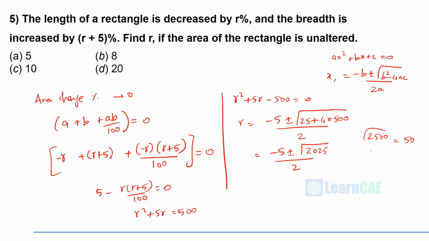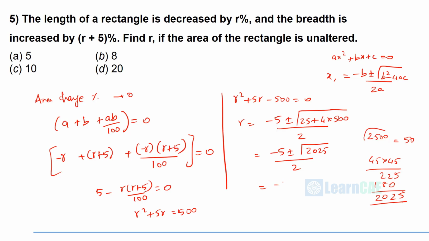So this should be close to 45. So 45 into 45, 5 fives are 25, 4 fives are 20, and so on. So the square root of 2025 is 45.